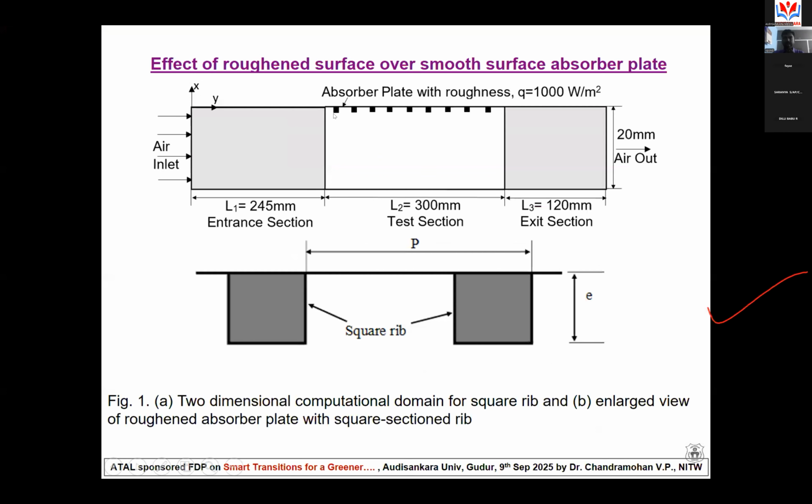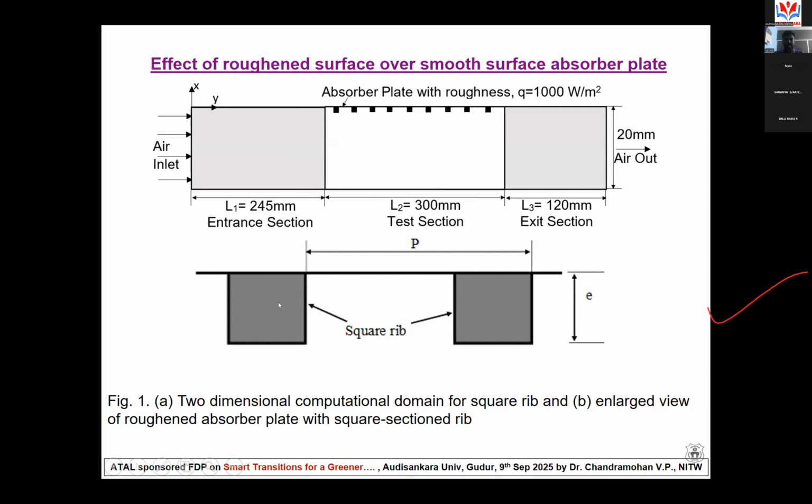Yeah. So here we are providing the corrugations, square corrugations on the top of the plate, and then we are sending the air. The remaining thing is everything is same. We are assuming here 1,000 watt per meter square of solar insolation will be reaching the surface, and then we have taken some entrance section, test section, and then exit section. The air is sent in on inlet, and then air is sent outlet.